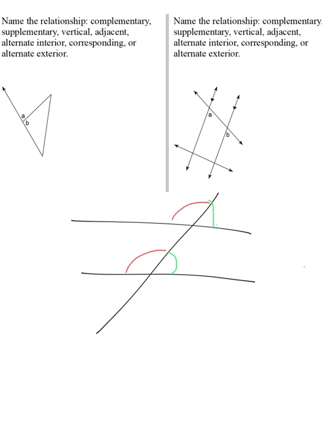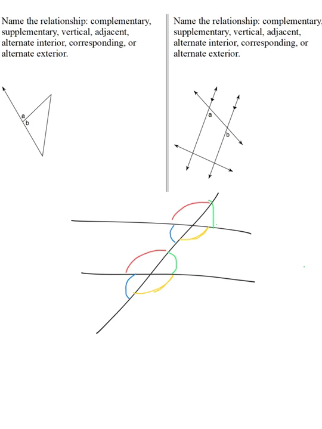Now in blue, the bottom left corresponds with the bottom left of the other parallel line. And finally, the bottom right corresponds with the bottom right on the bottom parallel line. Each one of those that are the same color are corresponding and they are equal to each other.